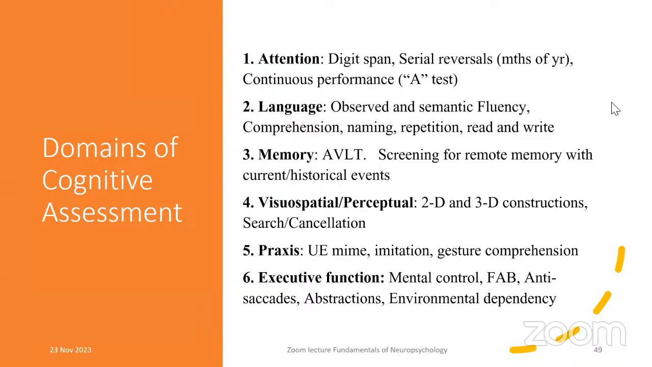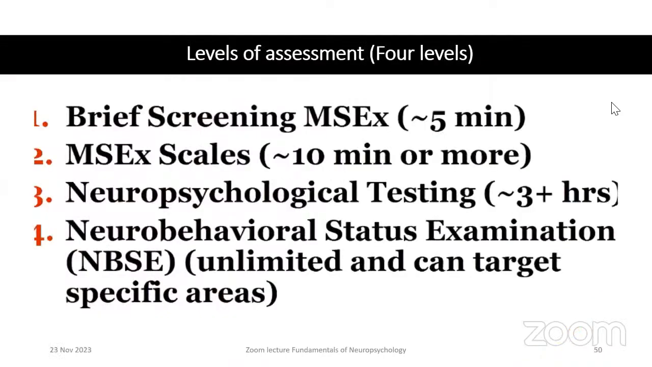Auditory verbal learning test, and the screening for remote memory with current and historical events. There are two things here, and the auditory verbal learning test is helpful in delineating the anterograde learning defect in Alzheimer's disease. The 2D and 3D constructions get us to visual, spatial, and perceptual abnormalities. And the ideomotor, ideational apraxias, imitation, gesture apraxias, and the Trail A, Trail B test for executive control function.